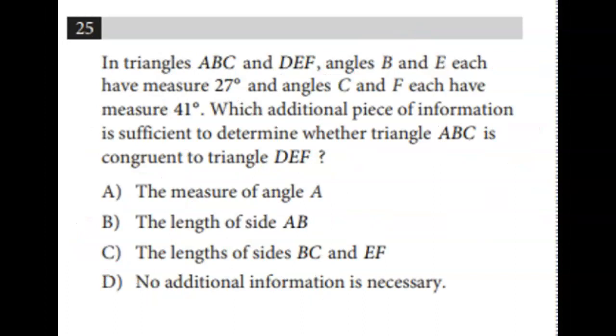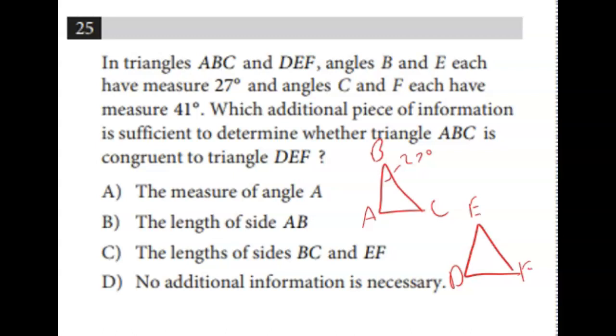All right, number 25. In triangles ABC and DEF, angles B and E each have a measure of 27 degrees. All right, let's draw it out. Our first triangle, A, B, C, and B is 27 degrees. We have our second triangle over here, and that's going to be D, E, F, and we know that angle E is also 27 degrees. Which additional piece of information is sufficient to determine whether triangle ABC is congruent to DEF? Oh, sorry, missed a key part. Angles C and F have a measure of 41 degrees as well. So we know this is 41 degrees, this is 41 degrees.